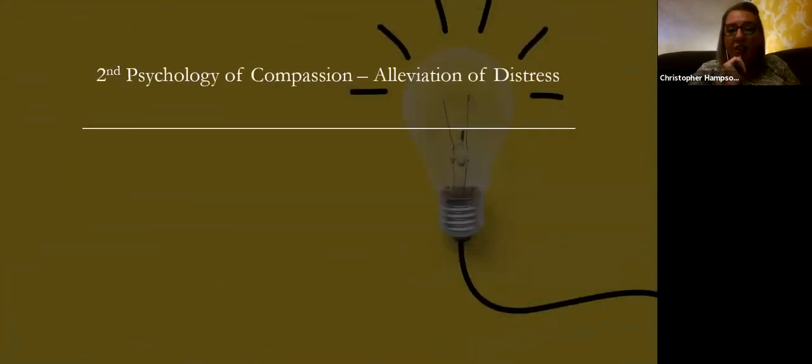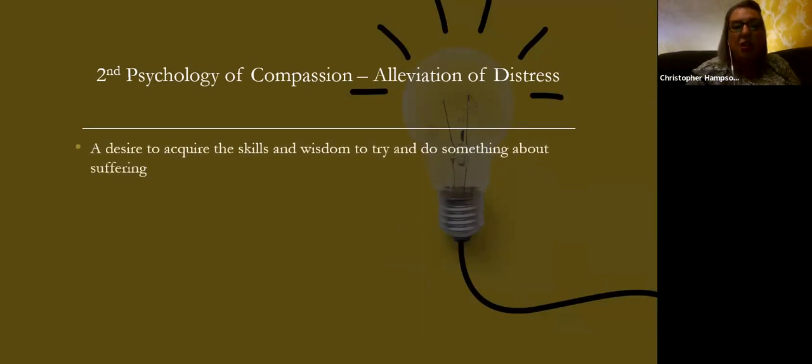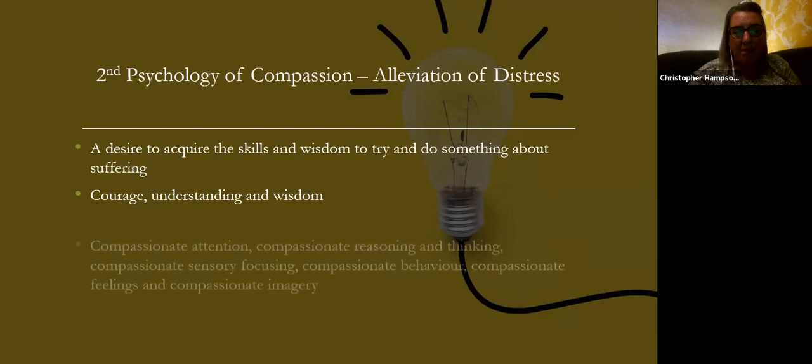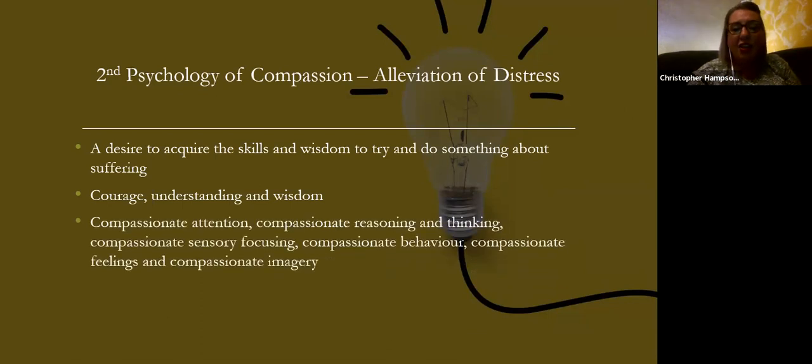The second psychology of compassion is alleviation of distress. So a desire to acquire the skills and wisdom to try and do something about suffering: courage, understanding, and wisdom. And compassionate attention, compassionate reasoning and thinking, compassionate sensory focusing, compassionate behavior, compassionate feelings, and compassionate imagery.